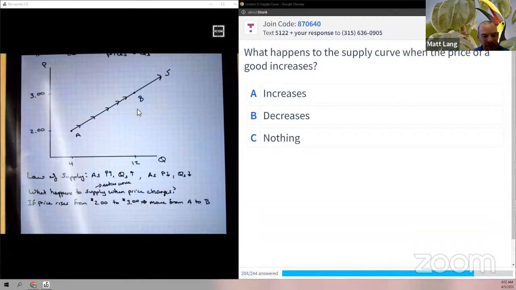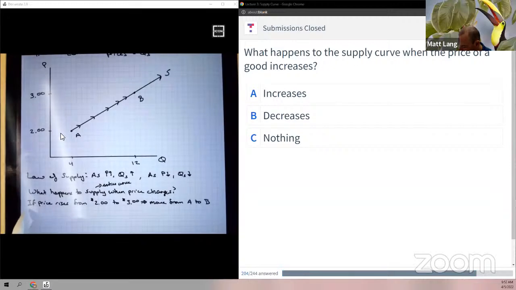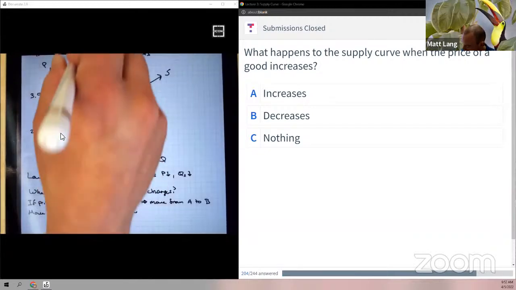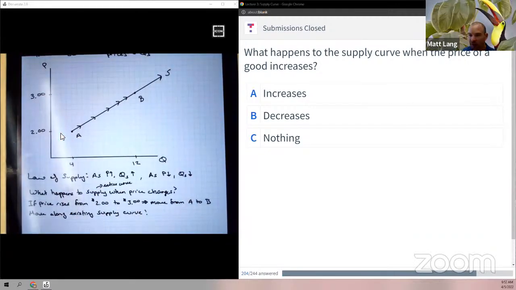So what does this mean about our entire demand curve or supply curve here? It actually means that nothing happens. We're essentially deriving the supply curve, but we don't have a new supply curve. We're simply moving along the existing supply curve.